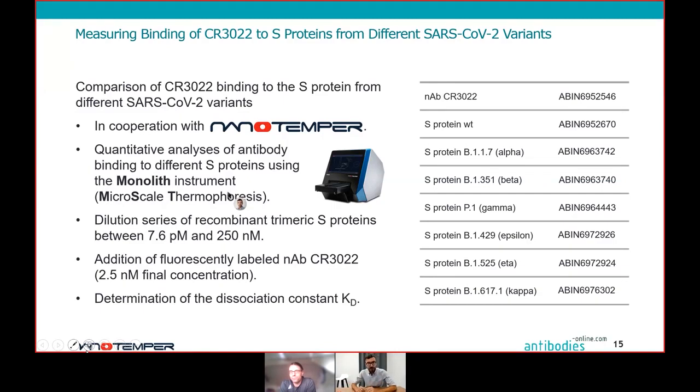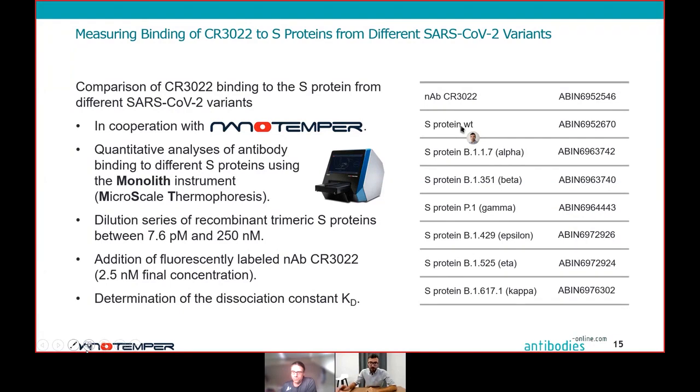When you want to do an MST measurement, you have to fluorescently label one of your two binding partners. And in this constellation, it made a lot of sense for us to fluorescently label this CR3022 antibody, and then we could just use these seven different variants as ligands and could get very comparable data.